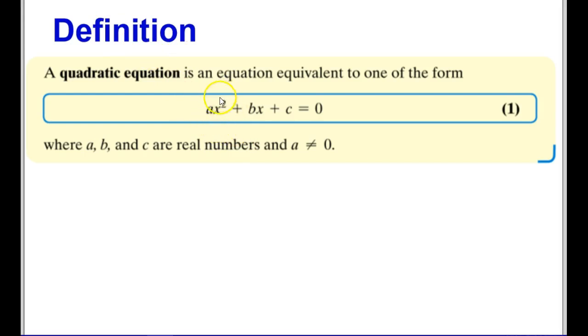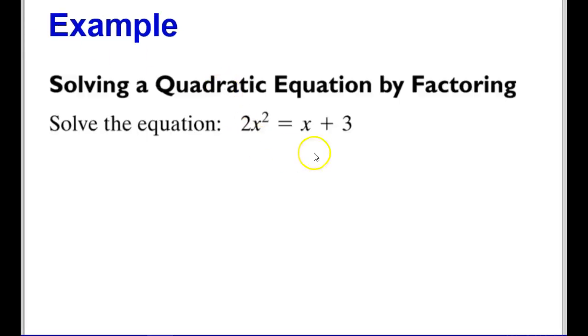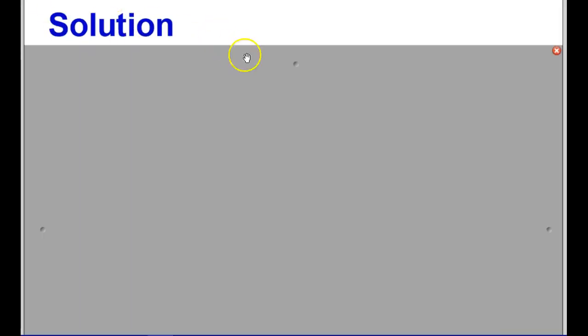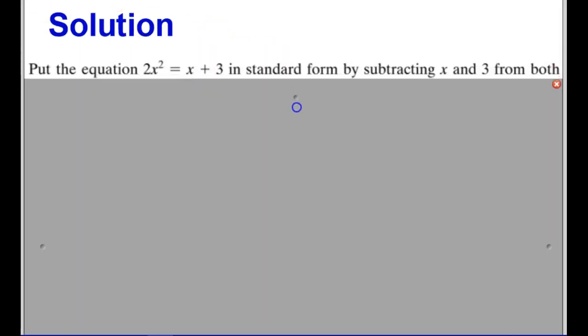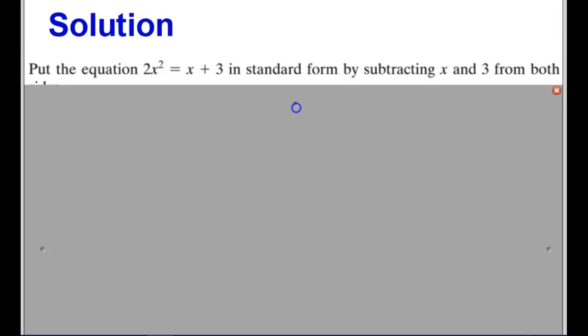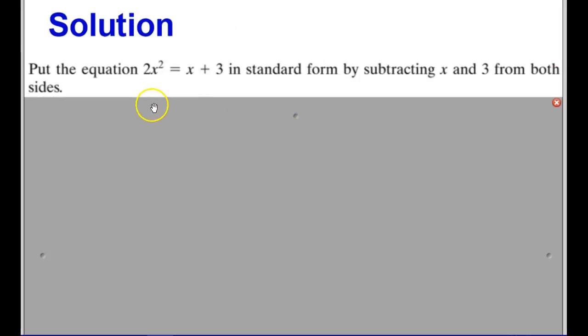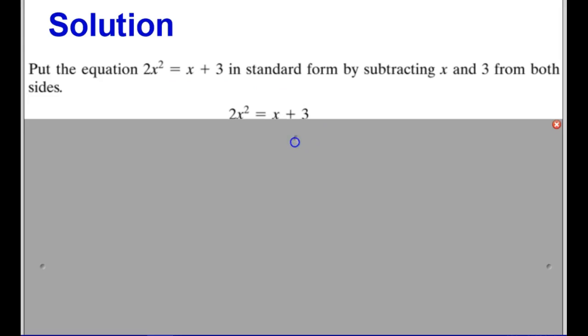A quadratic means the x squared term is the highest exponent that I have. I also have a, b, and c as real numbers. Okay, so that's just the biggest thing about a quadratic. So now let's look at this one. I've got 2x squared equals x plus 3. First thing I want to do is get everything to one side and put this in standard form. Standard form just means I go from the highest exponent to the lowest exponent.